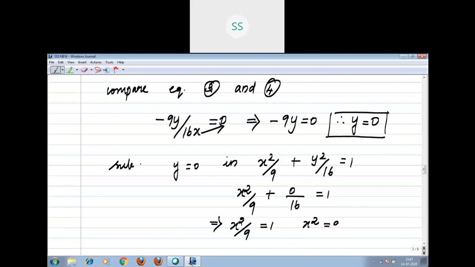x square equal to 9. Therefore, x is equal to plus or minus 3.